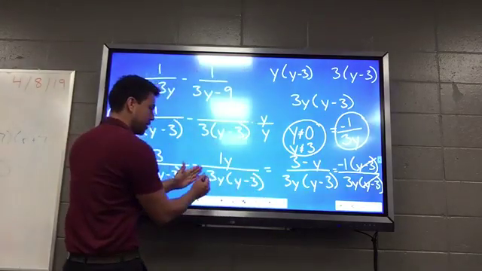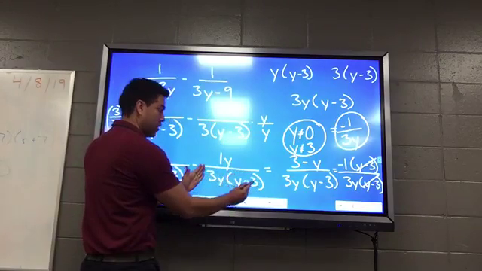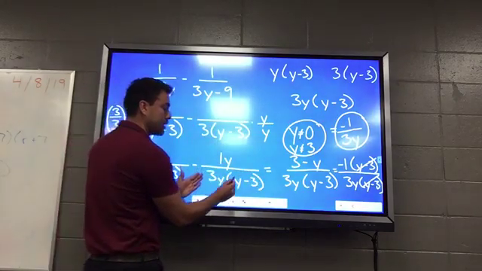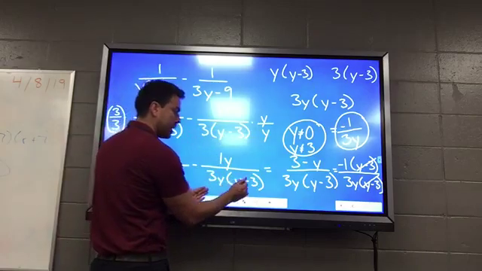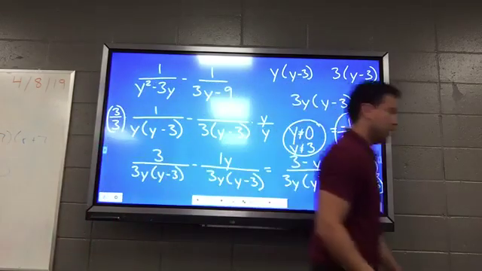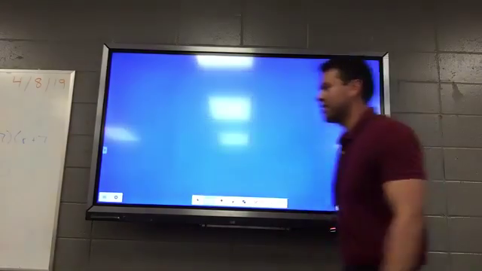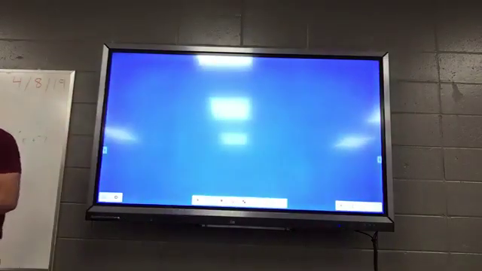Looking at any one of them, y cannot equal 0 and y cannot equal positive 3, because 3 minus 3 is 0. All right, along with all the other ones. Oh, that's it? That's it.